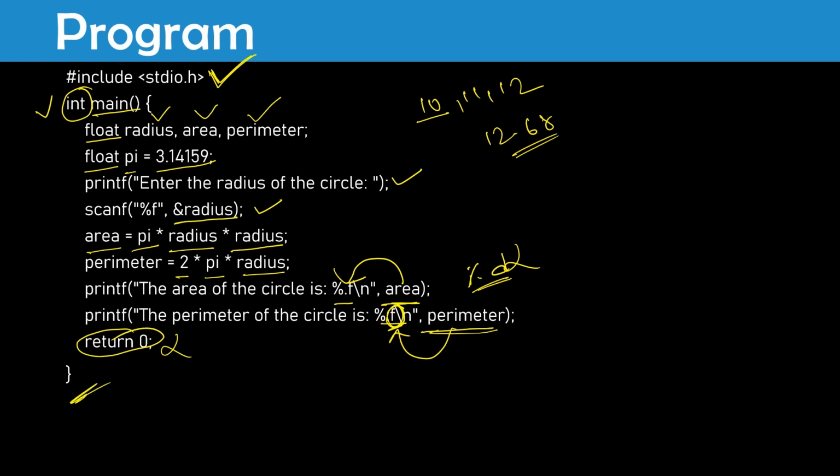See, observe the algorithm, go back once and you will see every line was converted as per the algorithm. First I declared variables, I asked the user to enter the value, I calculated area, I calculated perimeter, and I printed the area value and perimeter value. I did it as per the algorithm.